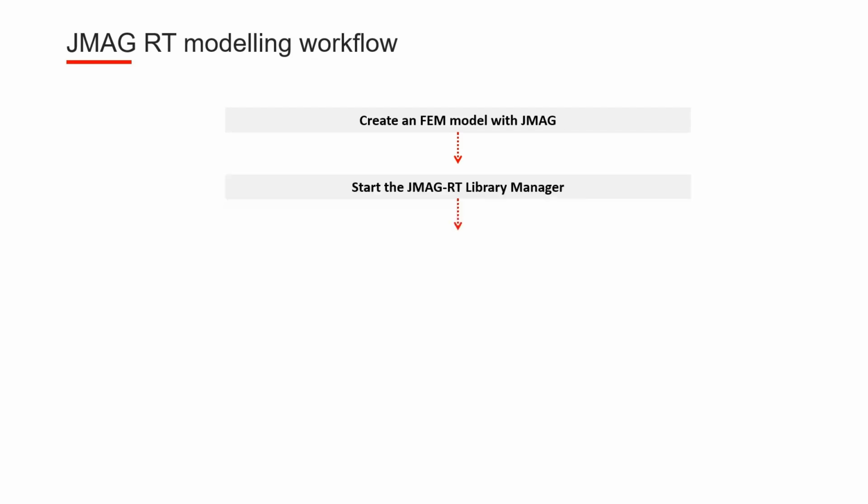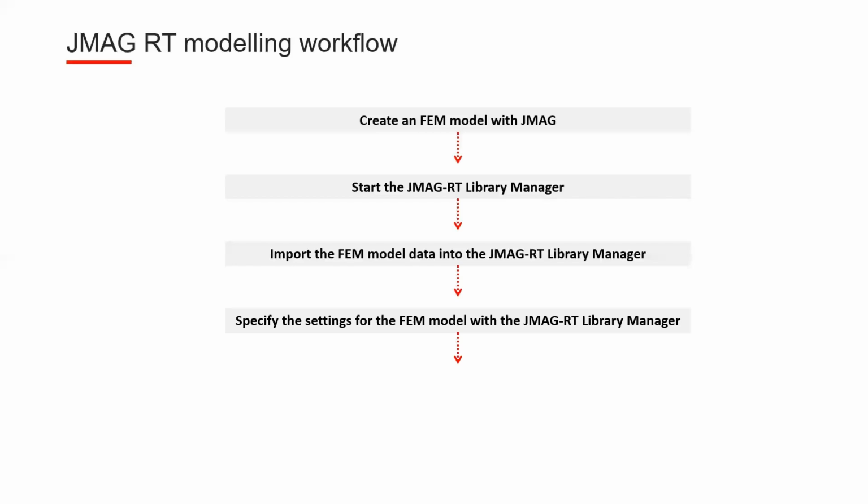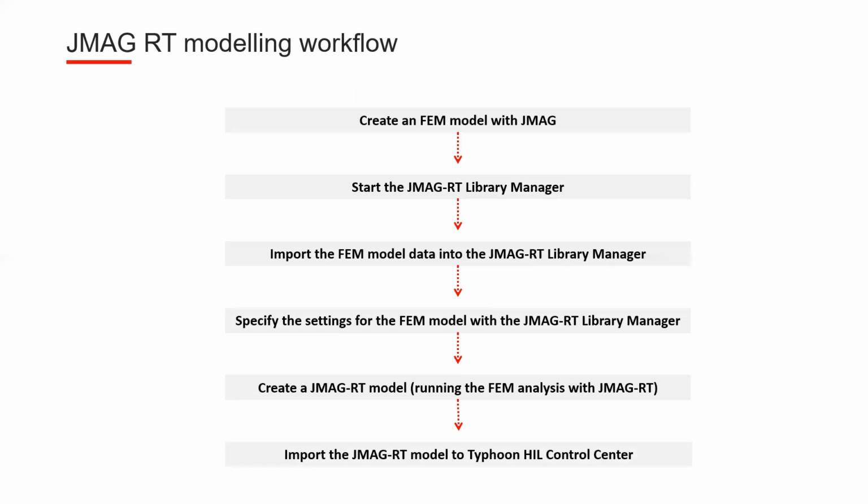And now, the typical JMAG-RT workflow is to create a finite element model using JMAG, then open up the JMAG-RT library manager, import the FEA model into the library manager, specify the settings for the FEA model, create the JMAG-RT model, which ends up basically as a single file that contains all the data relevant for a system level simulation.